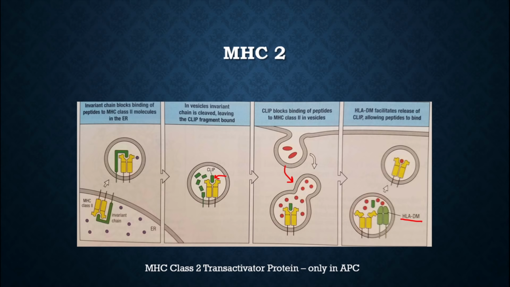This is how MHC2 allows for presentation of exogenous pathogens. MHC1 has to have things that were already in the cell because it had to have gone through a proteasome. Make sense? This is again why APCs, antigen-presenting cells, are the ones that have MHC2, because they're going to be phagocytosing things from the environment. Normal cells aren't going to be doing that.